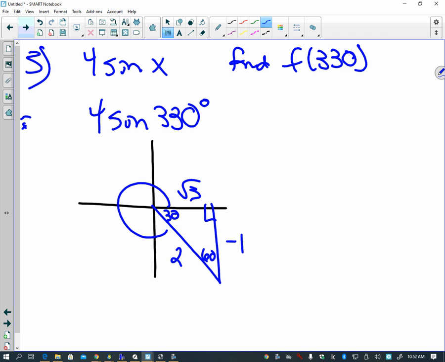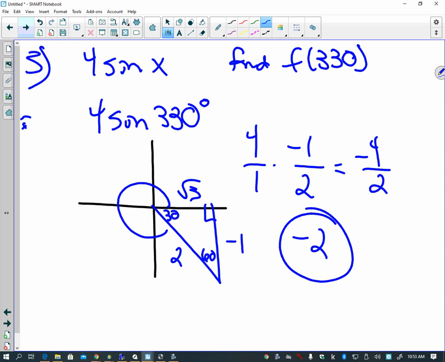So sine, based upon the reference angle, is opposite over hypotenuse. So we take 4 over 1 times negative 1 over 2, which is negative 4 over 2, which is negative 2. And that's how I show the work, even though I can probably type that in my calculator and get negative 2. But you can check it with your calculator, yes. You do have to show your work.